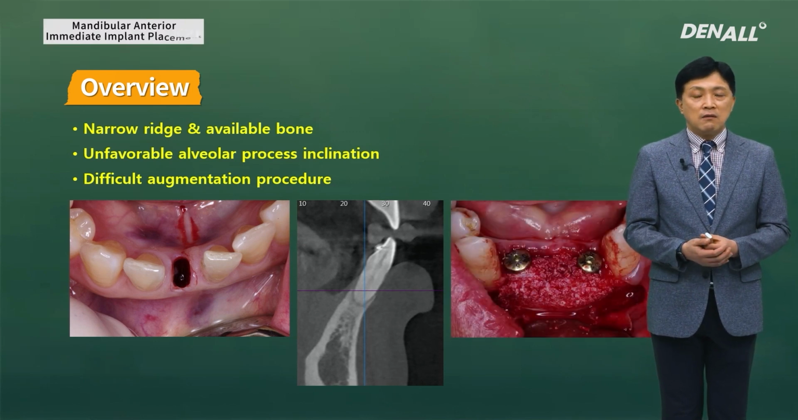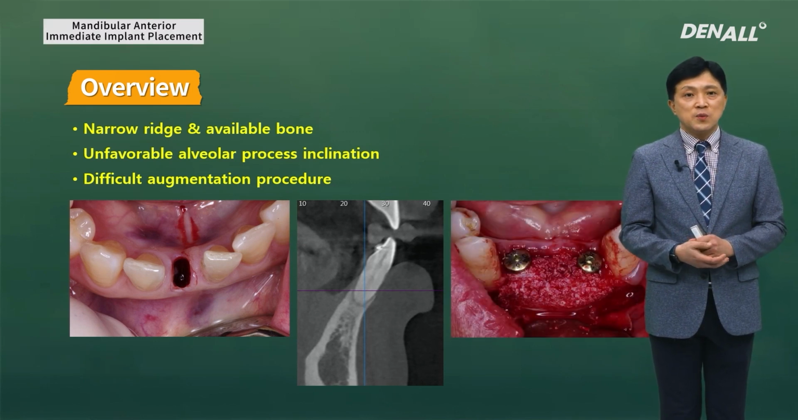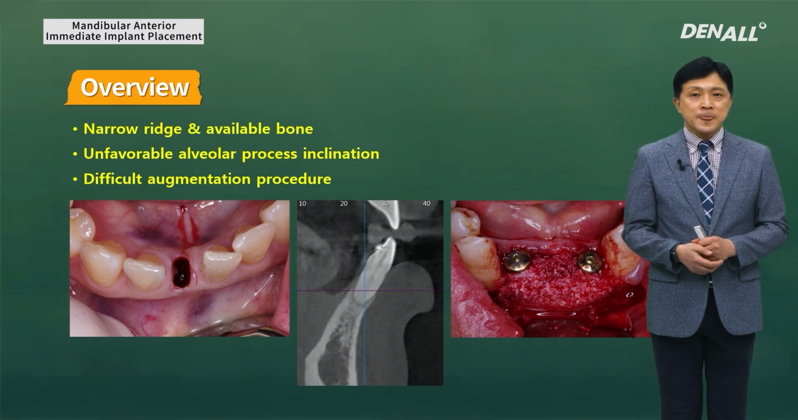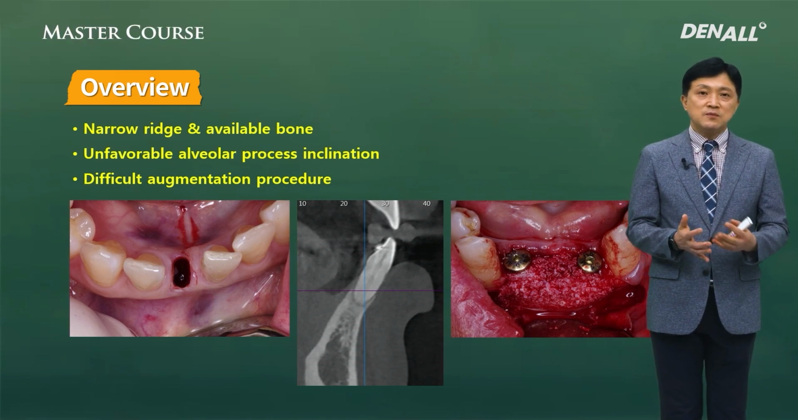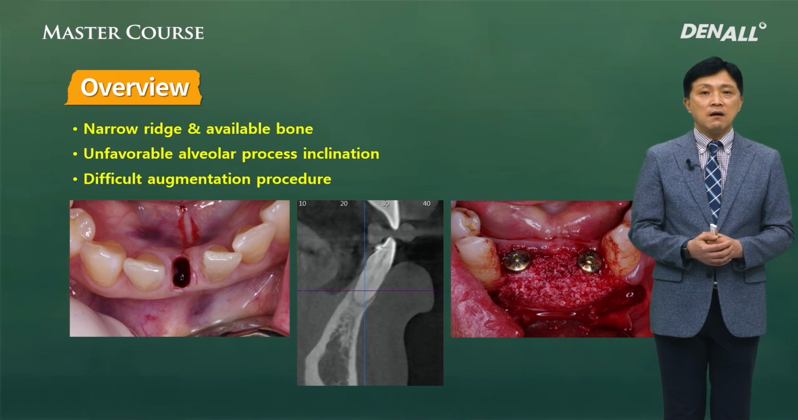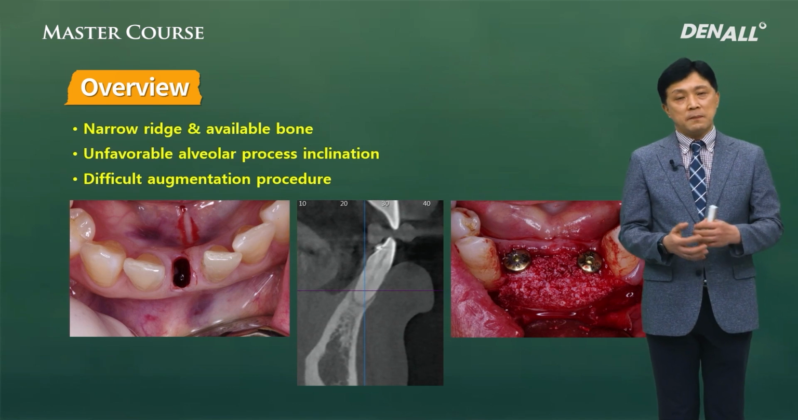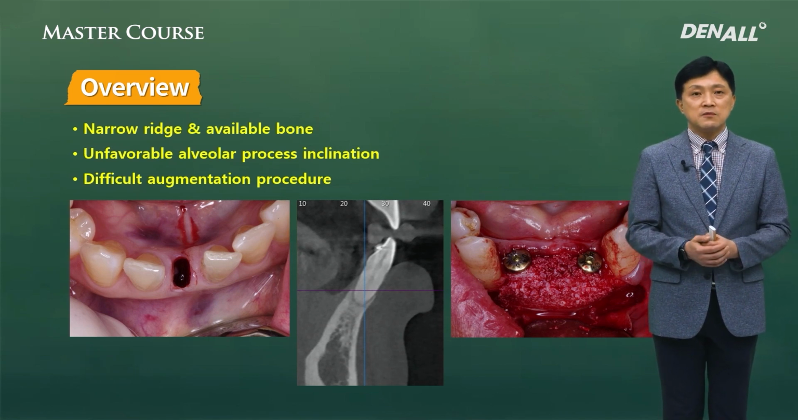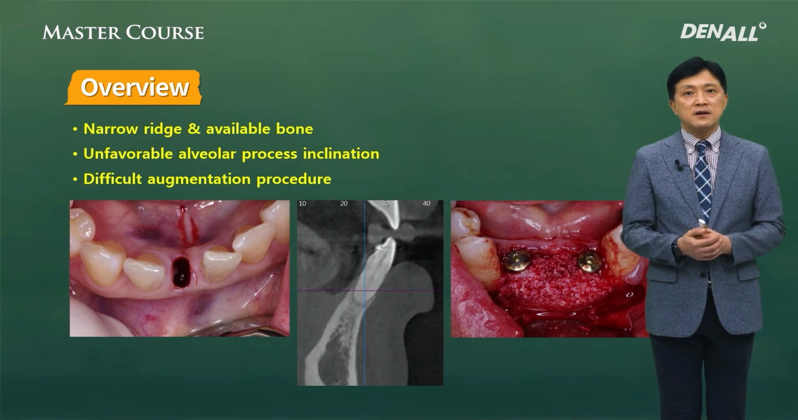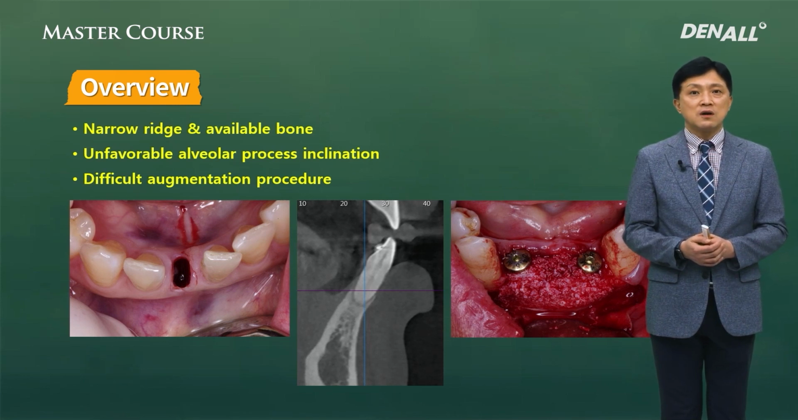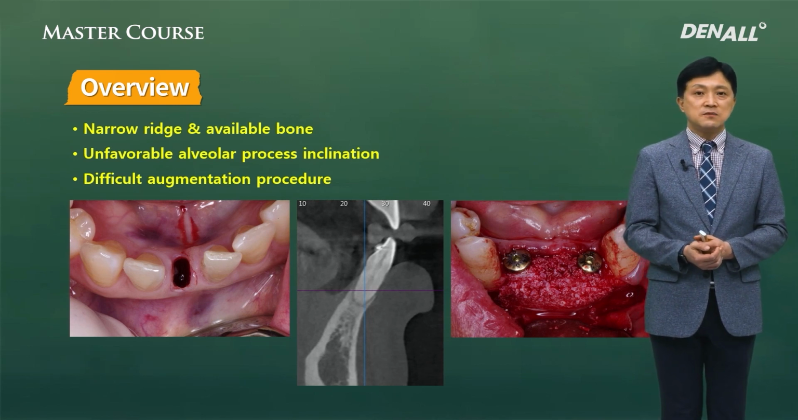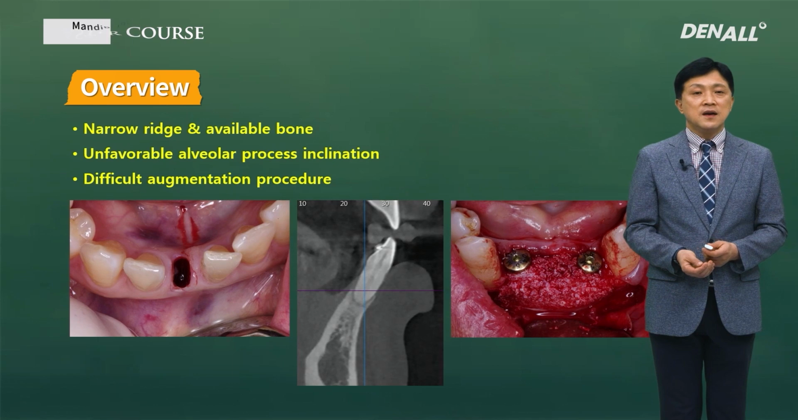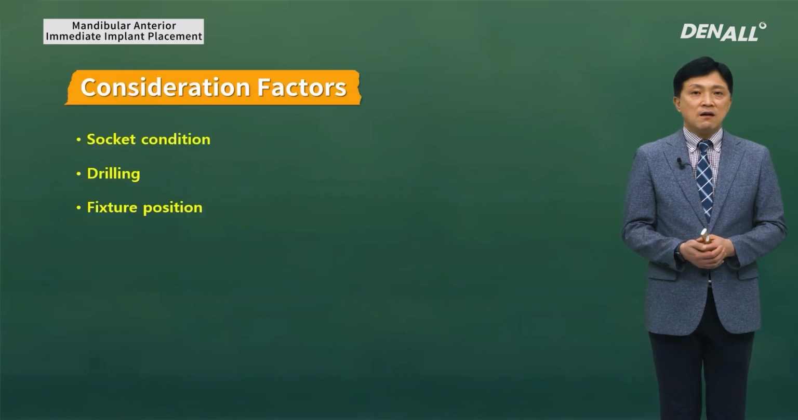Thirdly, in an area where bone is not sufficient, an augmentation procedure needs to be done, but it is not easy to do the procedure in that area. Compared to other regions, there's more cortical bone there, and the cortical bone is thicker. So it is a little bit hard for the blood to be supplied there. Those are the challenges for immediate placement of implants in the lower anterior region.